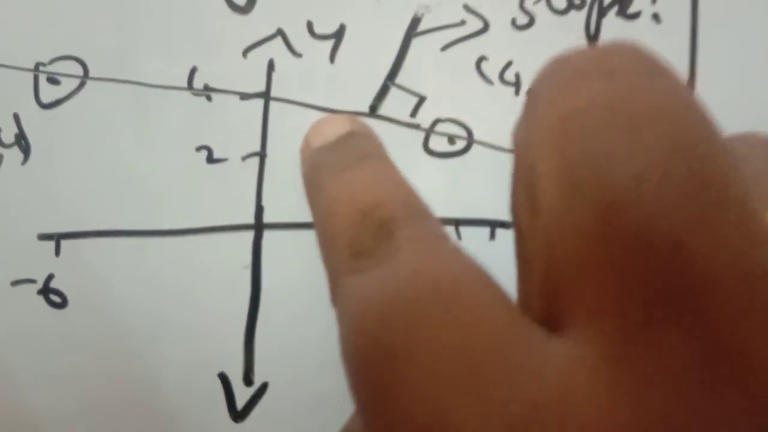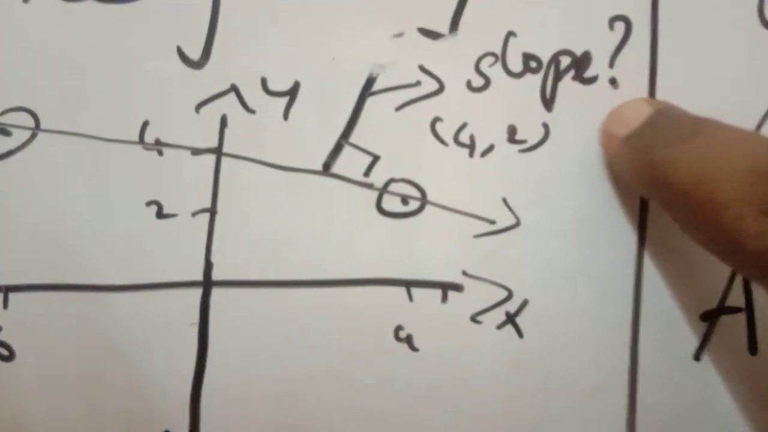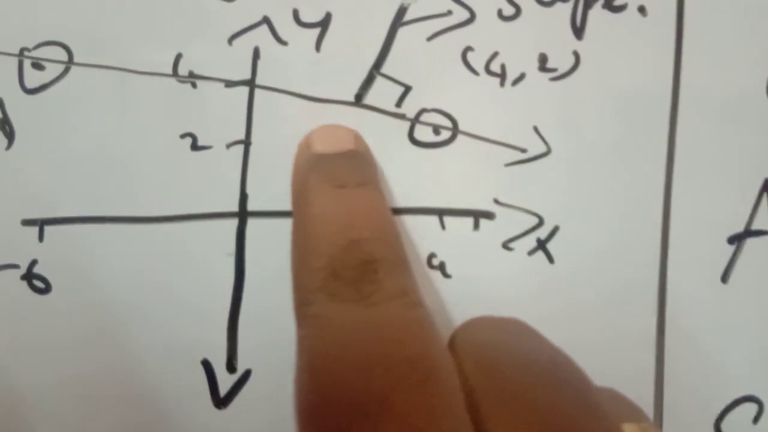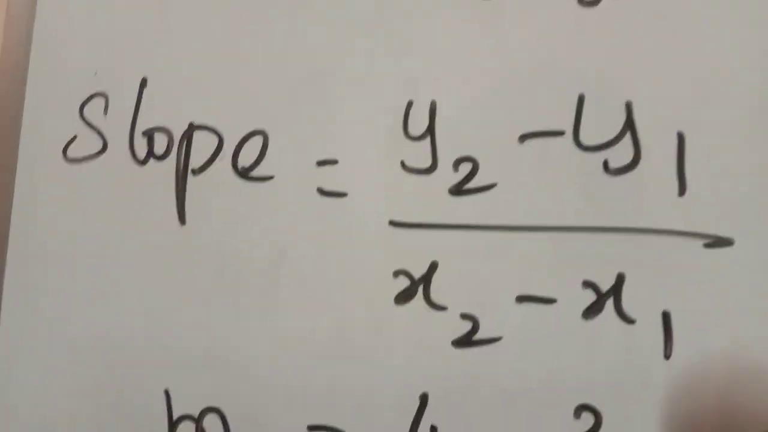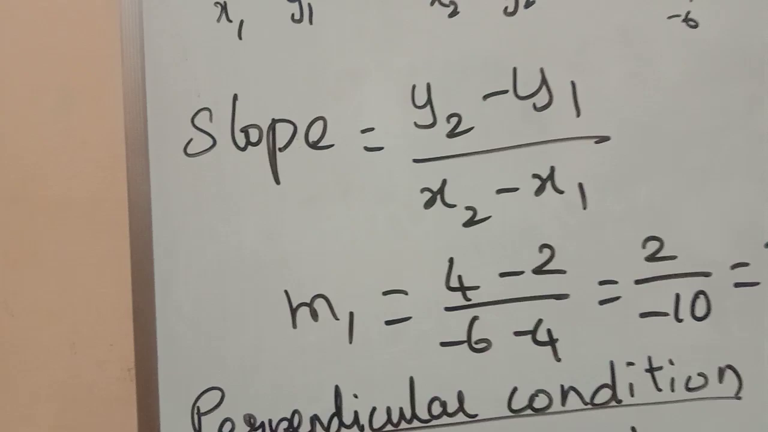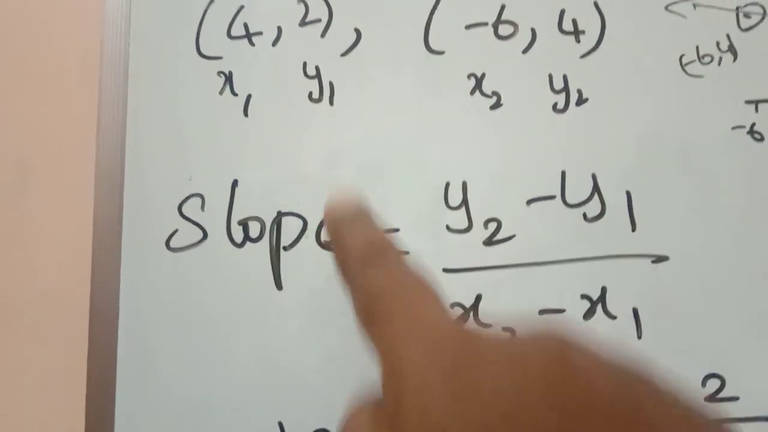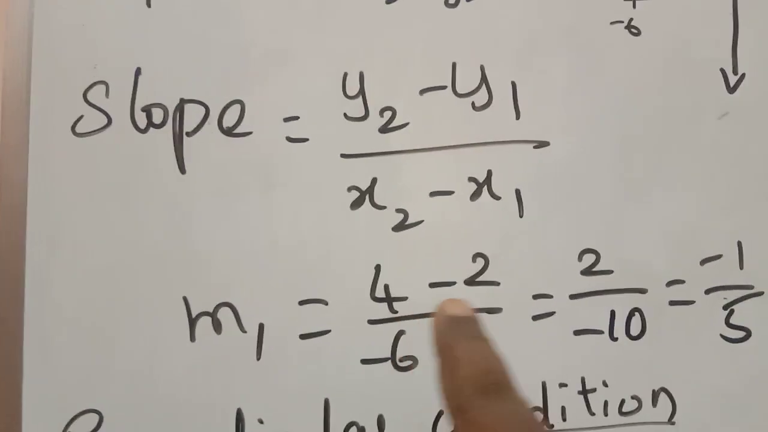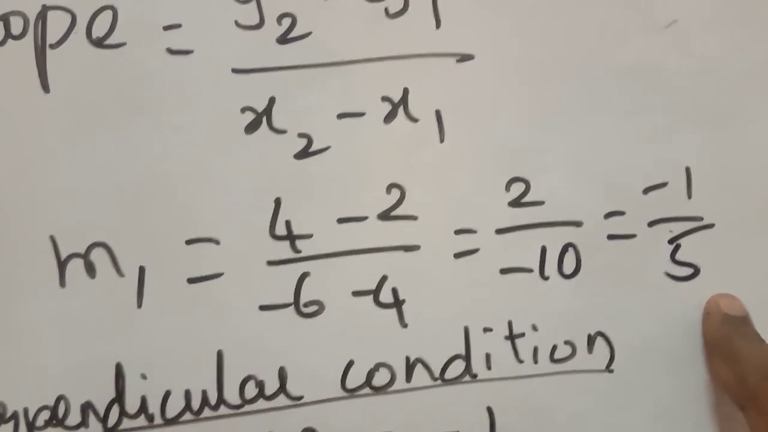So if you consider the slope of the given line as m1 and the slope of this perpendicular as m2, the perpendicular condition is m1 m2 equal to minus 1. Now we are going to find the slope of the first line. Two points are given, so the slope is y2 minus y1 by x2 minus x1. Substitute the values: 4 minus 2 by minus 6 minus 4. So 4 minus 2 is 2, minus 6 minus 4 is minus 10. If you simplify, you will get minus 1 by 5.